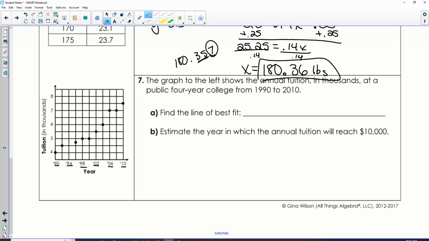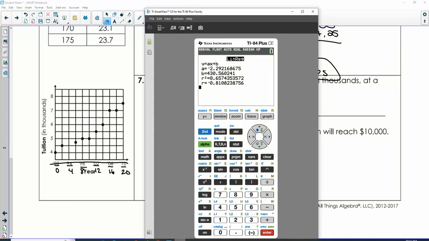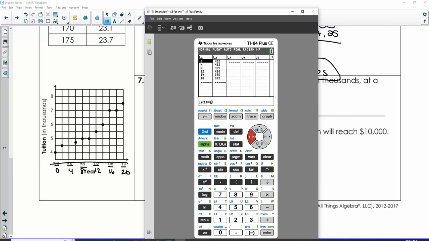1990 would be our beginning, so that would be year 0. 94 is 4 years later. 98 is 8 years later. 2002 would be 12 years. 2006, 16, 2010 is 20. You don't have to. If you want to keep those others, you'll get an equation. It will work. It's not a big deal. When I want to get my line of best fit, though, I'm going to actually just have to read these points. So I'm going to clear out everything that's in here.